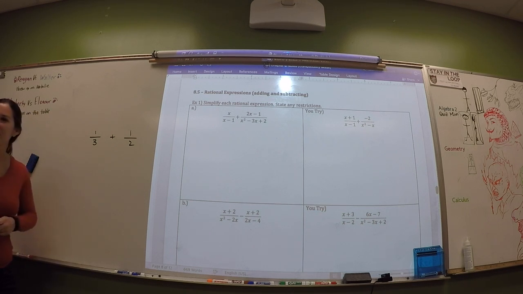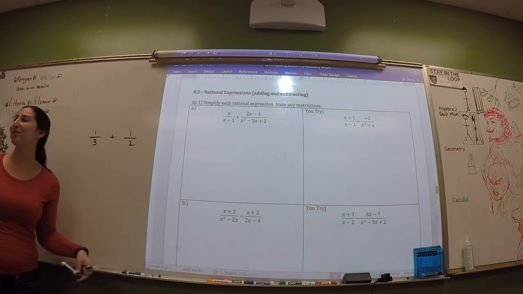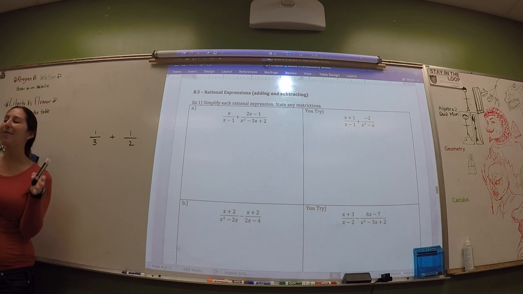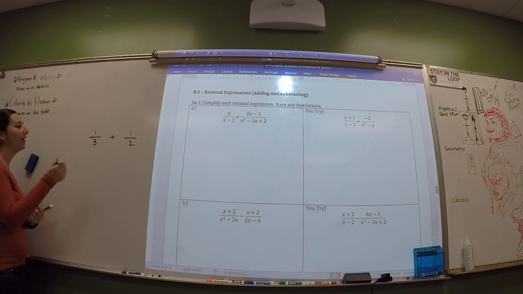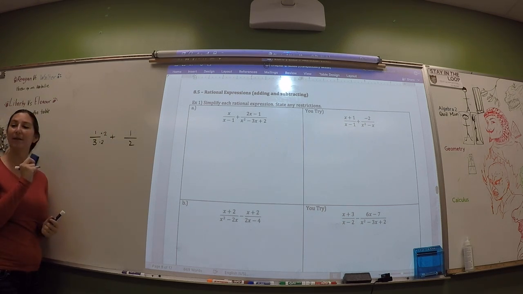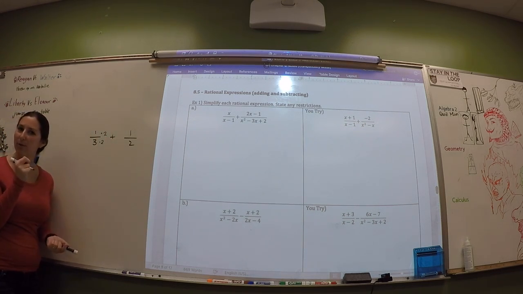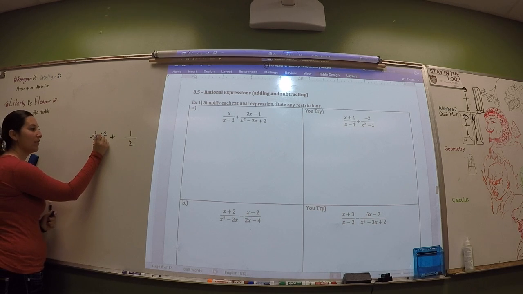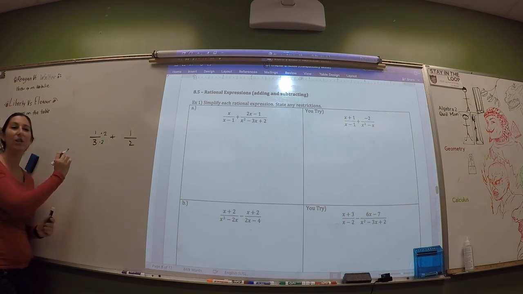All right, so when we add regular fractions, we need a common denominator. And so in this situation, we would multiply this fraction by a 2. Now, whenever we multiply the denominator, we also multiply the numerator. Do we know why? Because you have to keep it the same. Because we're not allowed to change the value of this fraction. We're just allowed to change what it looks like.